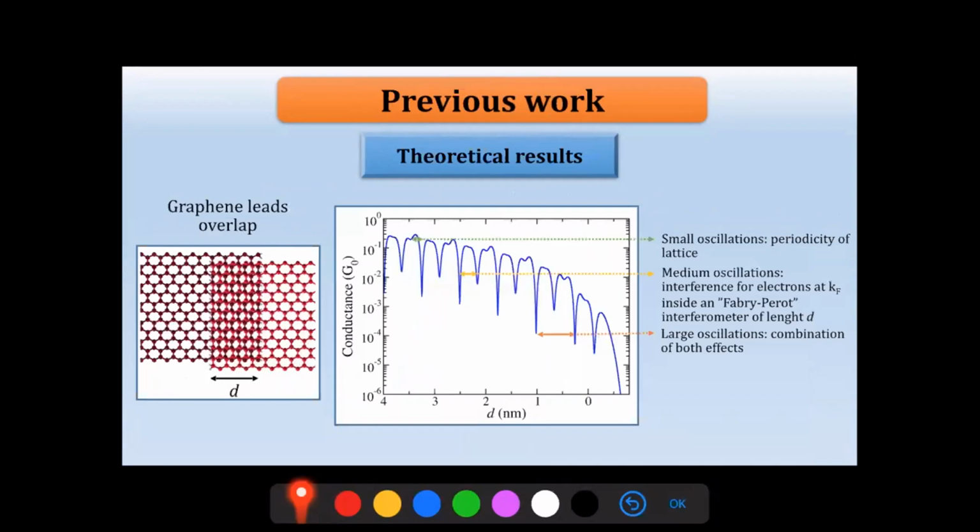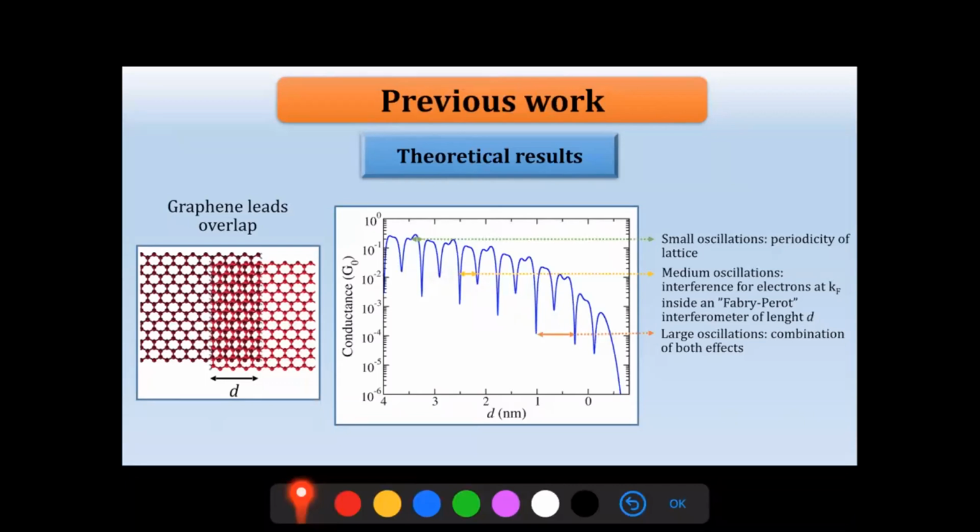From the theoretical point of view, we are able to reproduce these oscillations with DFT or tight-binding methods if we allow the graphene edges to slide one over the other, to overlap. So first, what we find is small oscillations, like this one, that are due to the periodicity of the structure. Then we have larger oscillations, like this one, that are due to quantum interference effects for electrons, in a similar way to what happens with light inside a Fabry-Perot interferometer, where here the walls of the interferometer are the edges of the overlapping region. And finally, the largest oscillations, with a period similar to that obtained in experiments, are due to the combination of both effects.